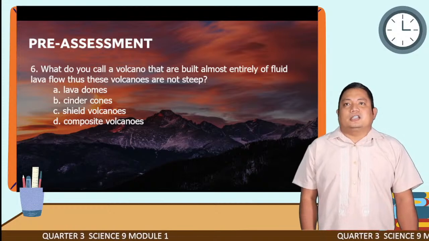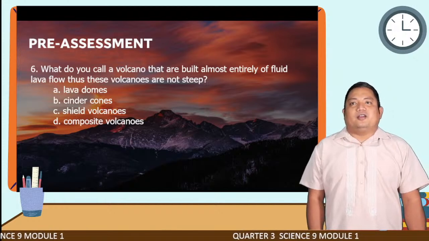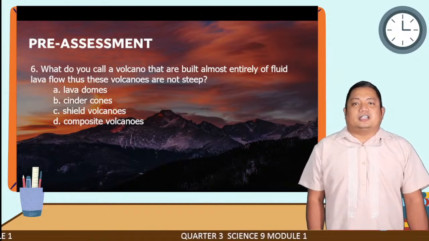Number 6, what do you call a volcano that is built almost entirely of fluid lava flow, thus these volcanoes are not steep?